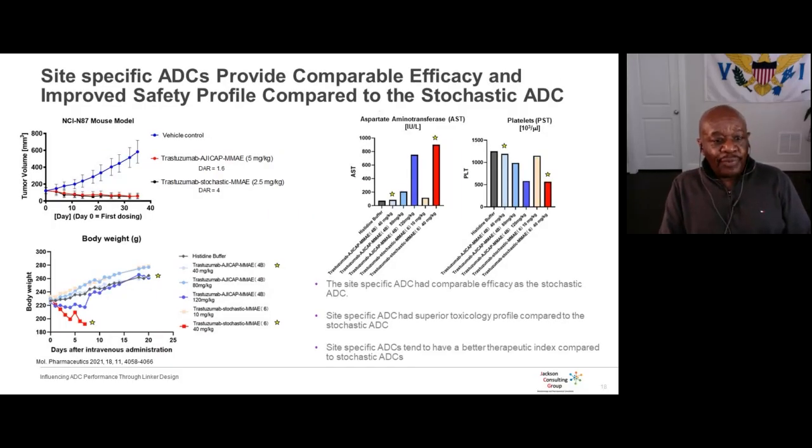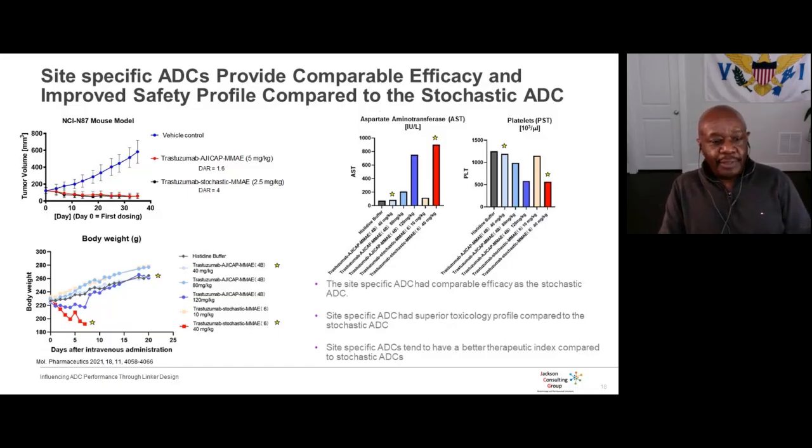Well, they performed an in vitro efficacy study in the NCI-N87 tumor model. In this tumor model, you can see that the site-specific ADC performs just as well as the stochastic ADC with the DAR 4. That tells you that although you have less drug per antibody, the activity is still similar to what you get with the stochastic conjugation methodology. There are other examples not shown here where you can see that the site-specific ADC gives you better efficacy compared to the stochastic conjugation method.